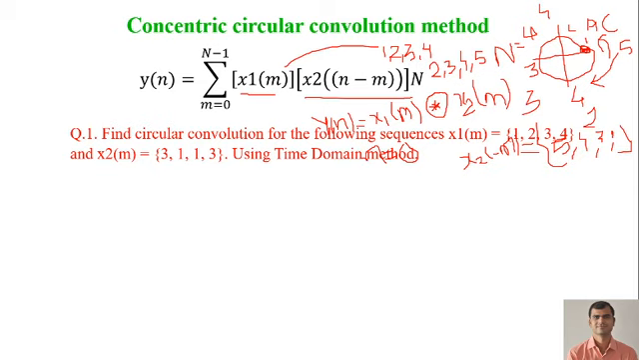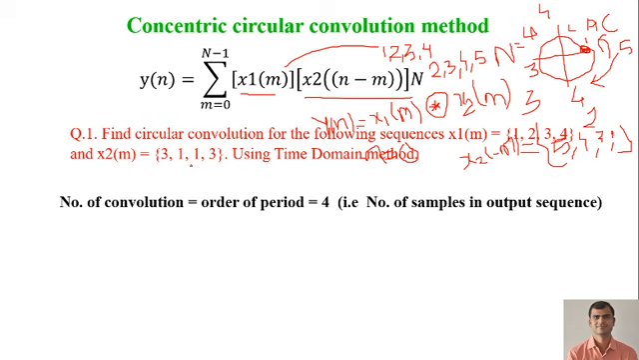So here the order of the period is equal to 4, because here also it is 4 samples and here also it is 4 samples. If it is mentioned in the question that capital N is so and so for these sequences, then we have to take the LCM of the two periods. So the number of convolutions we have got is 4.